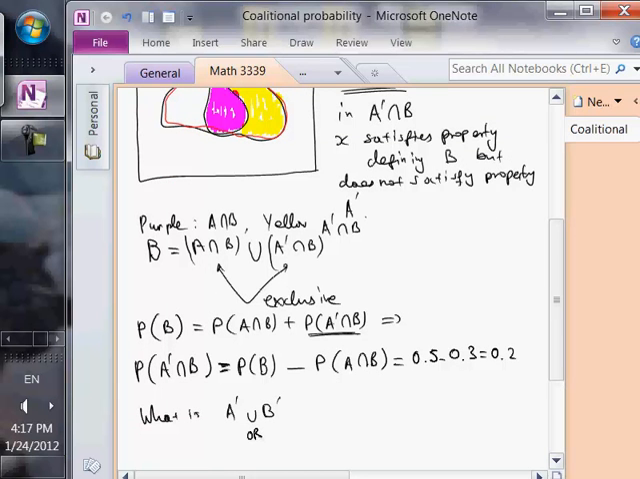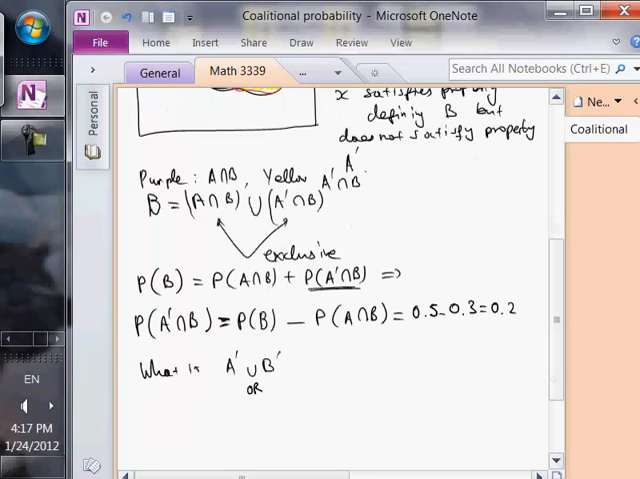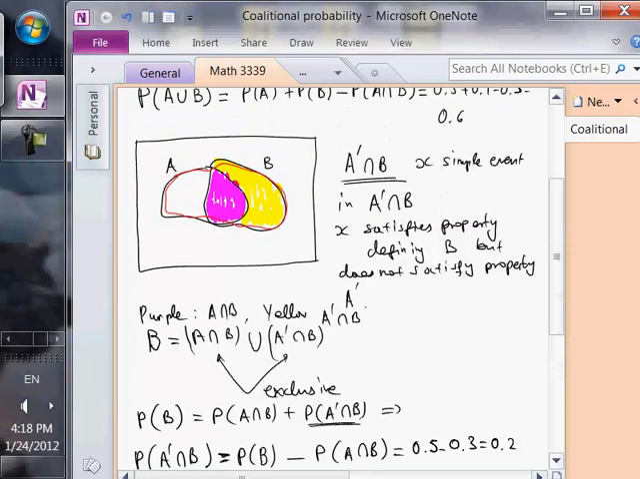So we say X, how should we interpret this? X in A prime or B prime, what does that mean? That X does not satisfy the property that defines A, or X does not satisfy the property that defines B, correct? Now this OR is not exclusive. It's not an either or, it's plain OR. It's not exclusive OR.